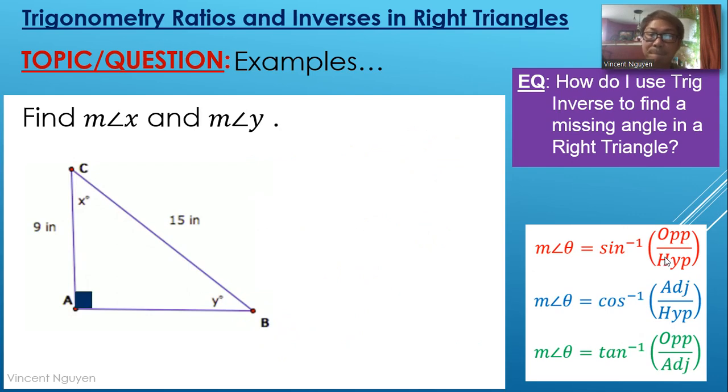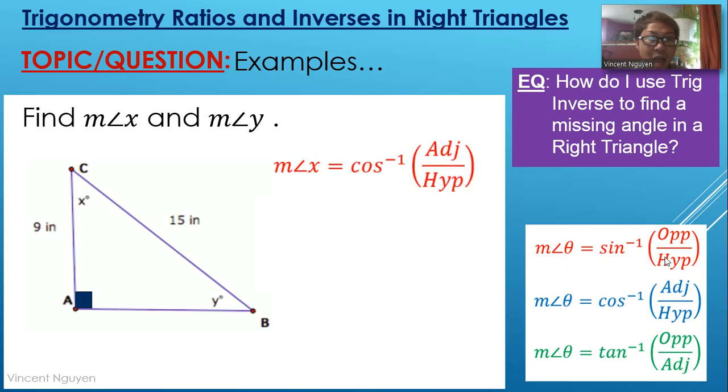Next one. Okay, here we go. We have 9 and 15, and we have two angles that we're looking for, and it depends on which one you're trying to find first. If you find x first, then 9 is your adjacent side, and 15 is the hypotenuse. That's given, that doesn't change. If you're looking for y first, 9 is opposite of y. So it depends on what you want to find first. That is going to tell you which function to use.